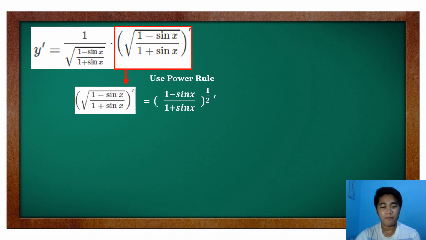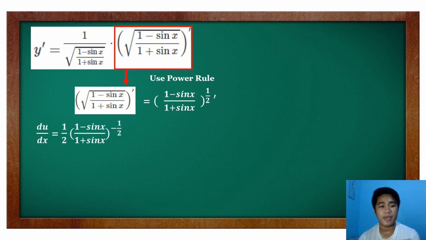So for this, we make it this way. As I have said, the exponent is 1/2. If we multiply that to our base, we will have 1/2 multiplied by (1 minus sine x over 1 plus sine x), and our exponent is 1/2. If we subtract it by 1, we will have negative 1/2. Then we multiply that to the differentiation of the base. Say that our base is m, so we will have dm over dx.